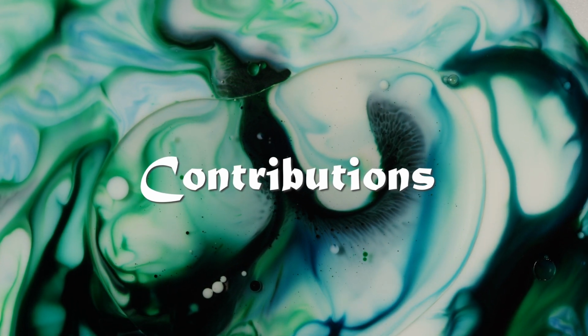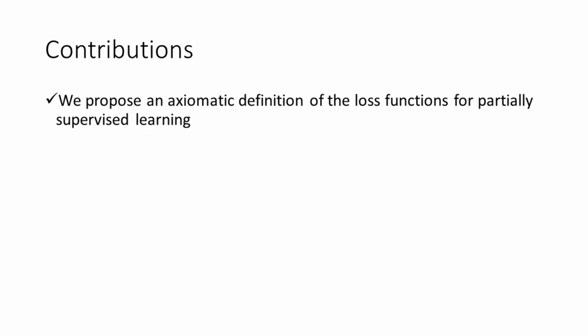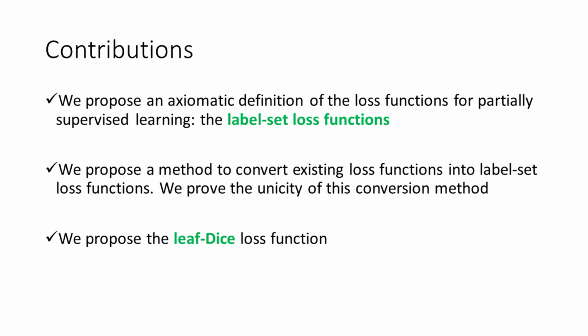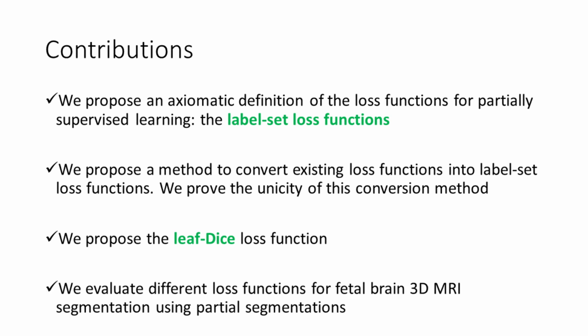Here are our contributions to this problem. First, we propose an axiomatic definition of the loss functions for partially supervised learning, that we call the label set loss function. Second, we propose a method to convert existing loss functions into label set loss functions, and we prove the unicity of this conversion method. Third, we propose the leaf dice loss function, that is a specific label set loss function. And finally, we evaluate different loss functions for fetal brain 3D MRI segmentation using partial segmentations.